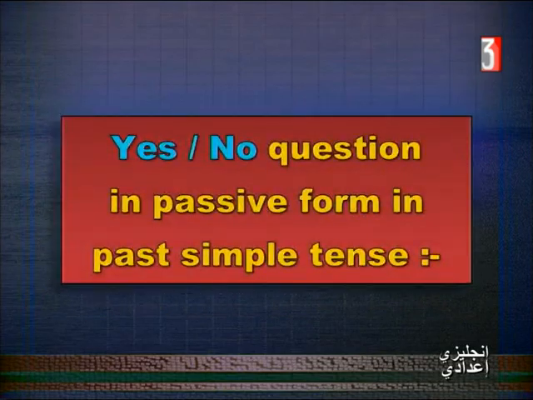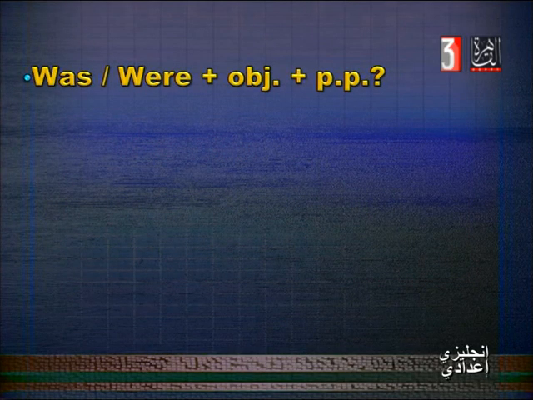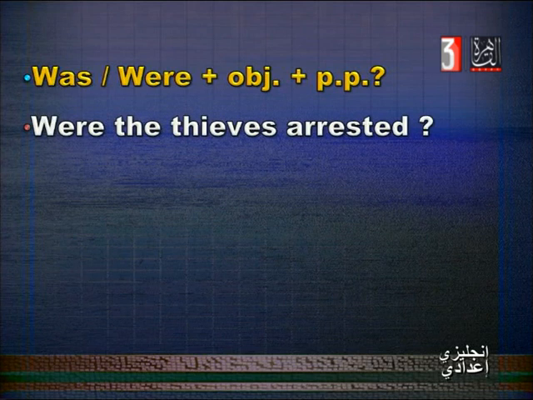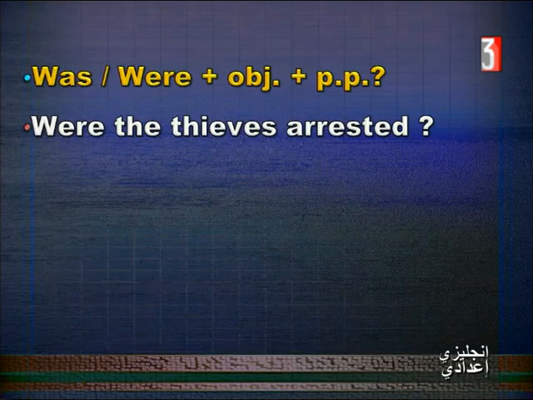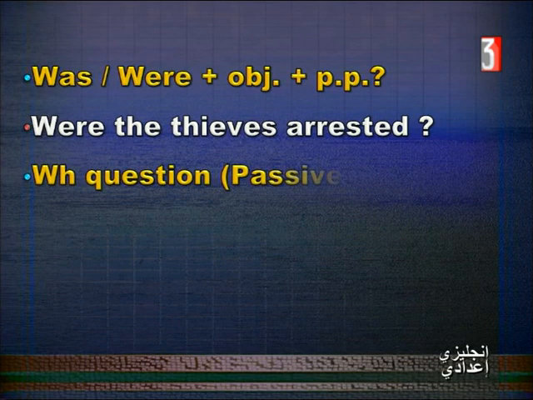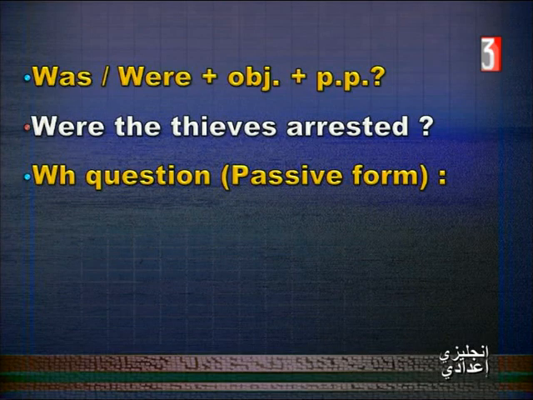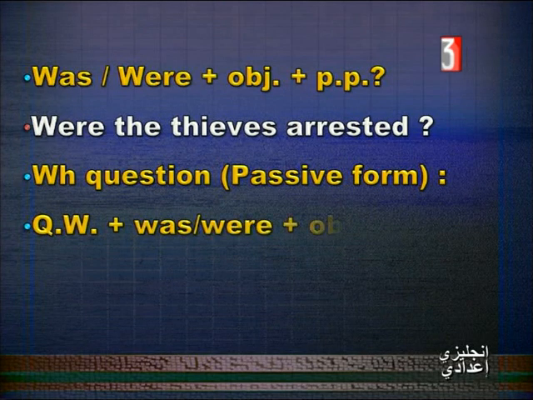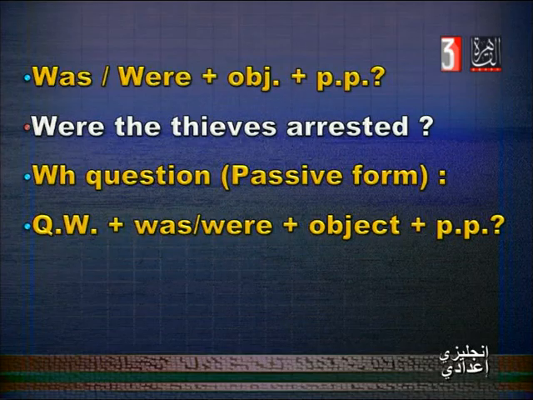What about yes or no question in the passive in past simple? Was or were, then object, then PP, like the example. Were the thieves arrested? هل تم القبض على اللصوص؟ WH question. The same, but we start with question word, was or were, object, PP.